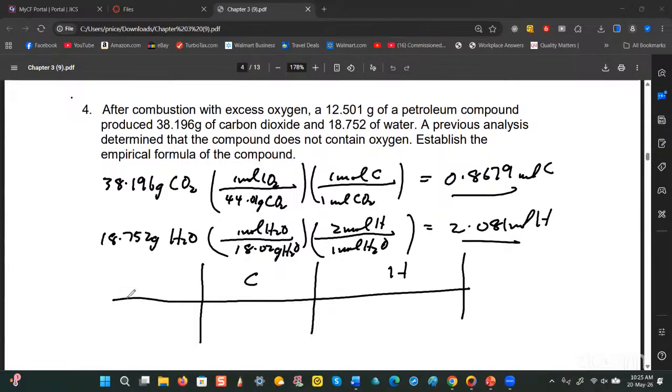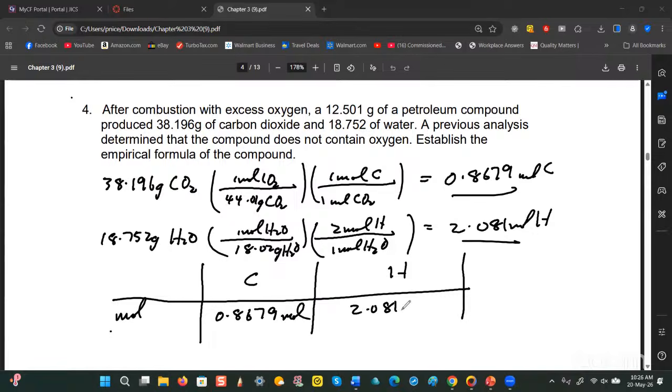Actually, that's my mistake. All right, so as I was saying, unlike the previous example that I worked where we start off with the mass, we don't need to do that here because we have the mole values given. So we can start off with this row where we have the moles. In the case of carbon, that's 0.8679. And then for hydrogen is 2.081 moles.